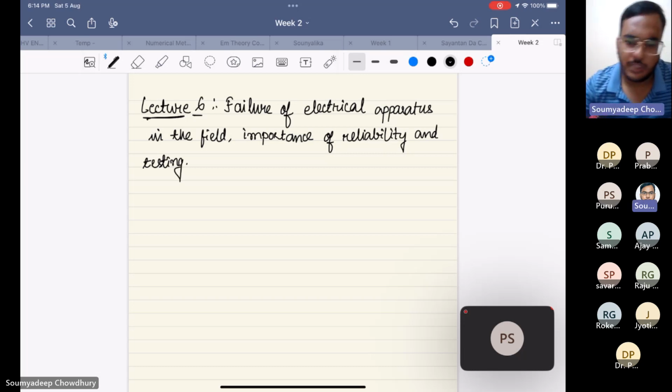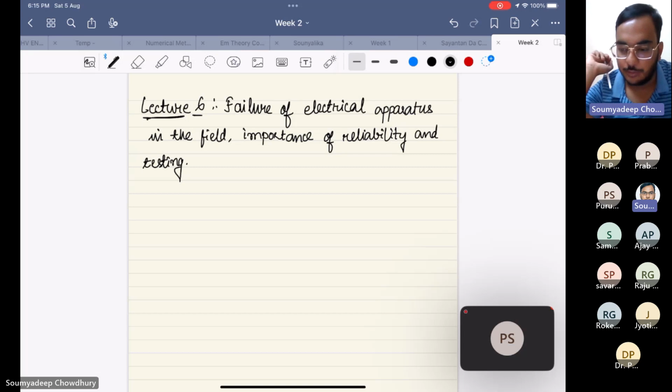Since this is mostly a theoretical course, I won't be able to solve numerical problems, but I'll try to explain some important concepts which I think will be useful for you. Okay, so first, this topic, failure of electrical apparatus in the field. So what do you understand by failure of electrical apparatus? As I described in the previous class, you need to understand the basic philosophy of high voltage testing, the testing of different high voltage equipments which are commissioned in the power systems and the substations.